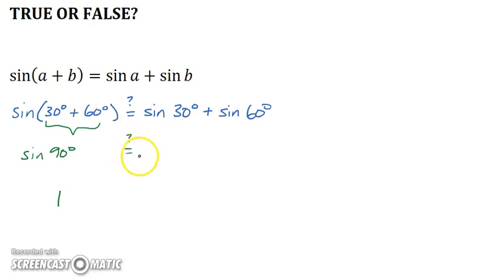So the question would be, is that the same as what I'm going to get if I add sine of 30 and sine of 60? Well, the sine of 30 degrees, I can get from my unit circle as well. That's a half. And the sine of 60 degrees is square root of 3 over 2. It is convenient to add them because they have the same denominator. I would get 1 plus square root of 3 over 2. And I think we can safely say that no, that's not true.